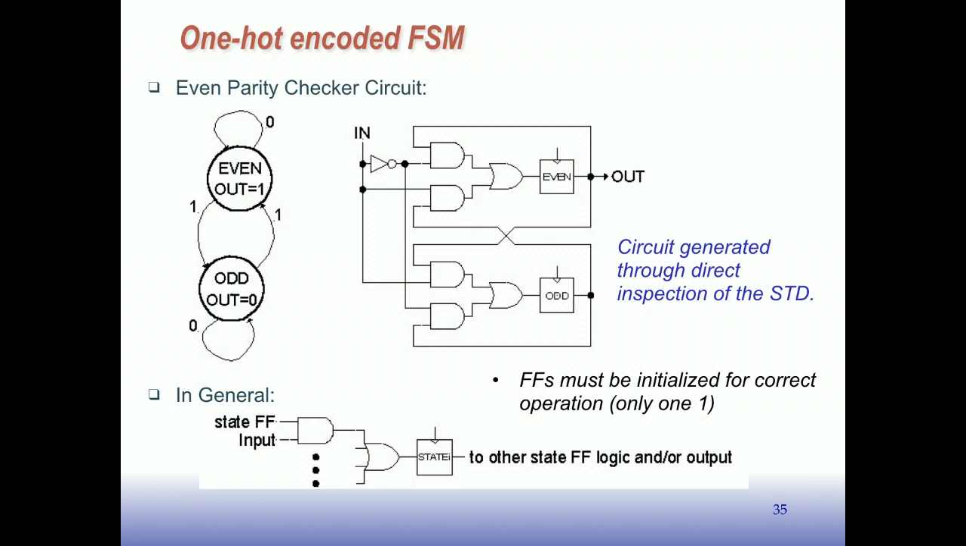We're going to do something different here. It's one-hot encoding. We're going to encode the state in two flip-flops. If we're in the even state, there'll be a one here and a zero here. And if we're in the odd state, there'll be a one here and a zero there. And as the state machine moves between these two states, we're effectively going to move the one from here over to here. So it's just like a token thing that passes around. It keeps track of which state we're in.